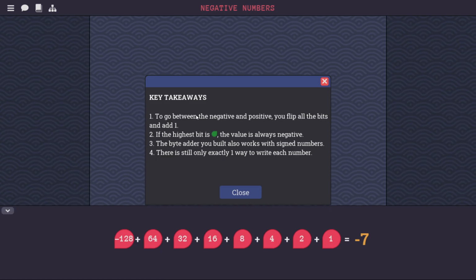And it says key takeaways: to go between the negative numbers and positive number, you just flip all the bits and add 1 here. If the highest bit is on, the value is always negative. Okay, but that's different from what I see here.